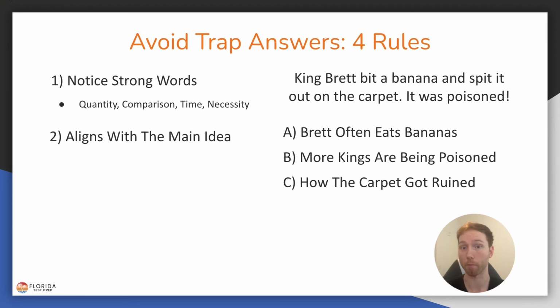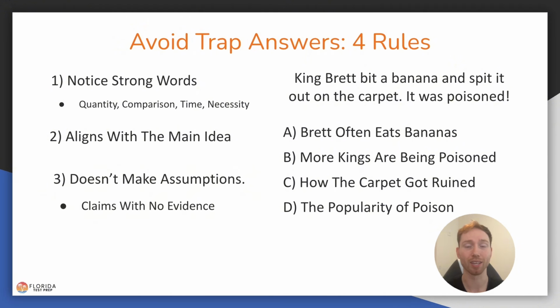Although there was a carpet mentioned, and maybe that carpet got ruined because he spit poisoned banana on it, that was not what this was about. It was not about a carpet. Then you have D, the popularity of poison. While poison was used in this case to try to kill King Brett, this wasn't about how popular poison was. This was more or less telling me a story about a king that was poisoned. It was not about poison itself.